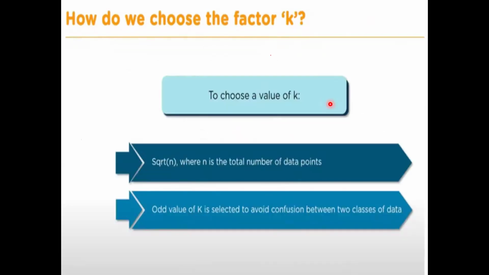For this, I'm going to apply a small formula here. To choose the value of K, we are supposed to take the square root of n, where n is the total number of data points.